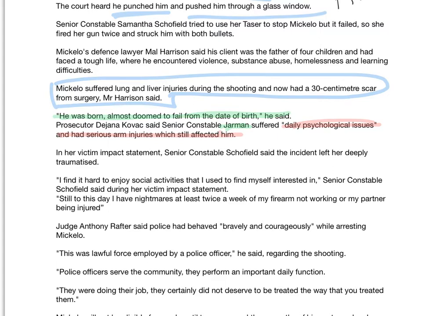In the impact statement, Senior Constable Schofield said the incident left her deeply traumatised. "I find it hard to enjoy social activities that I used to find myself interested in. Still to this day, I have nightmares at least twice a week, my firearm not working or partner being injured." So it's an ongoing impact for the constable.